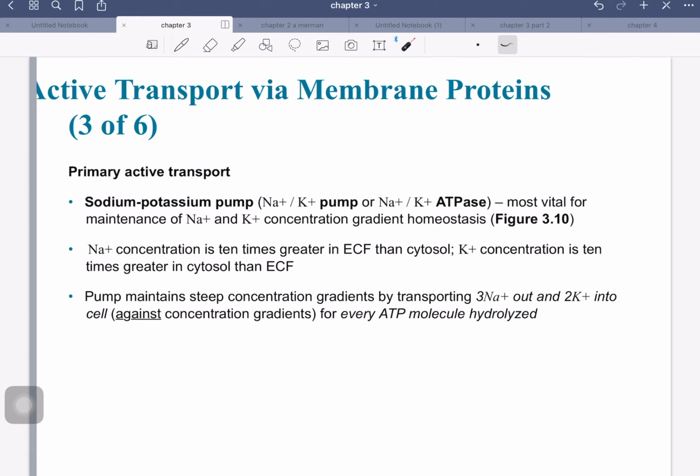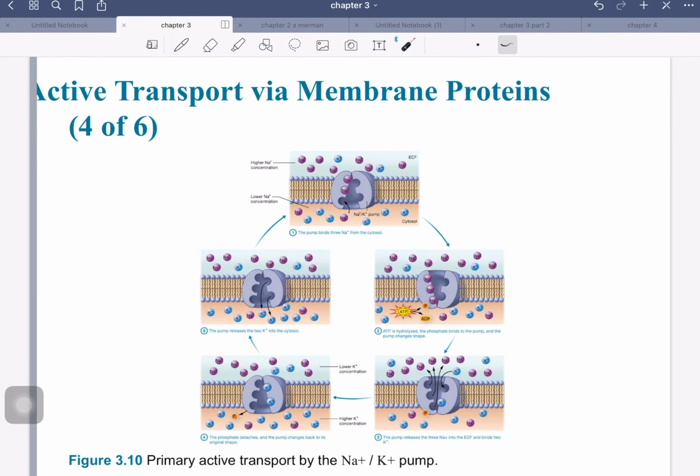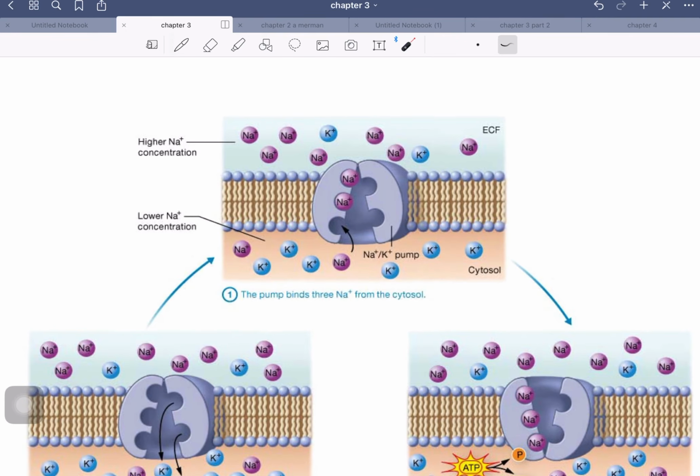Now, let's stop and consider this. Let's have a look. So here it is. So here is our pump protein here. Remember, it's going to have ATP. And what happens is in this case, I'm trying to move sodium out of the cell. And you can see that sodium concentration outside the cell is much higher than inside. So I'm going against the concentration gradient. That's why I'm using a pump and expending ATP.